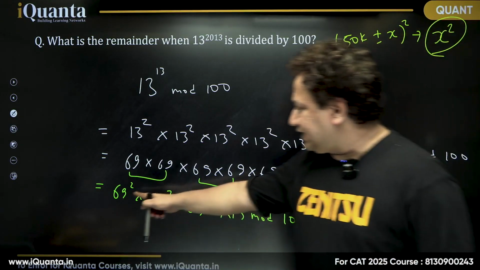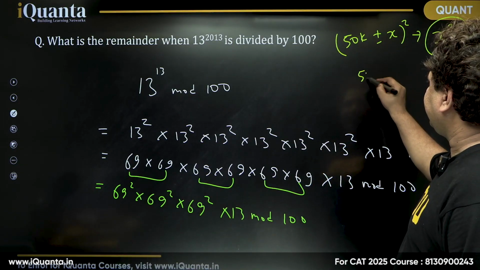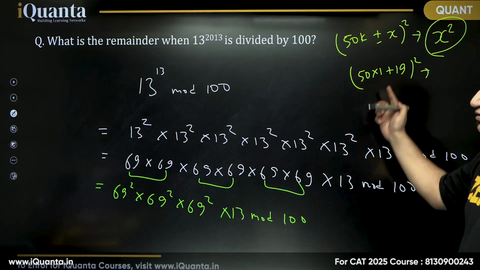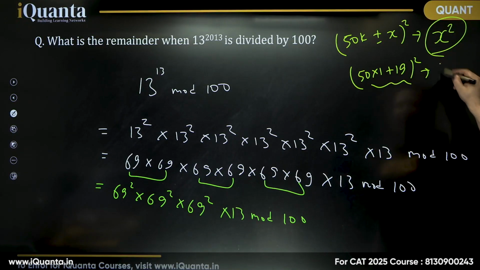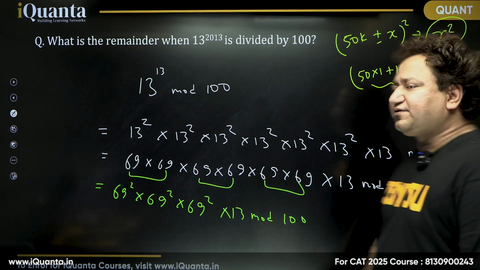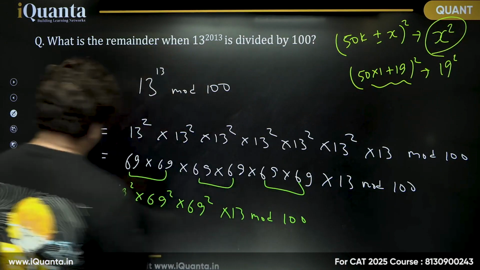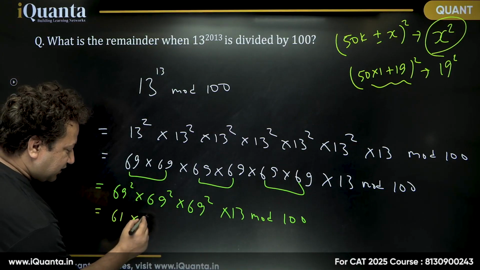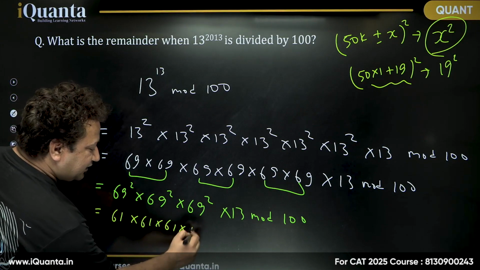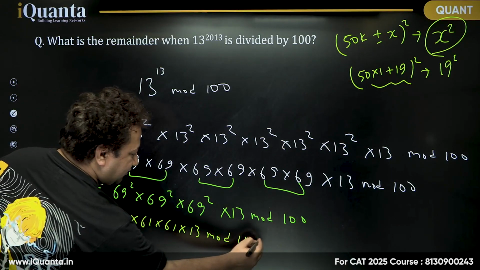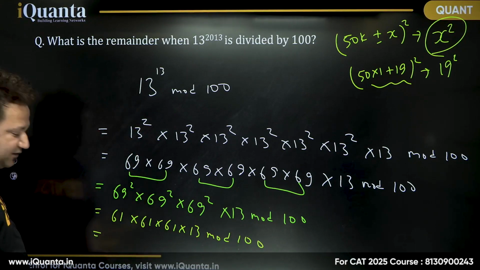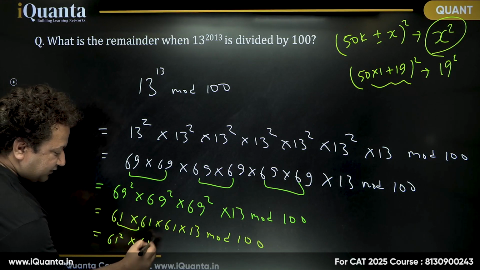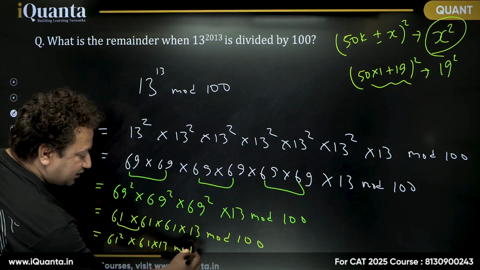So in this case, if you see 69 can be broken as 50 into 1 plus 19 whole square. So the last two digits of this number will also be the last two digits of this number, 19 square. 19 square is 361. That means we have the last two digits are 61 here. 61, how many times? 1, 2, 3 times. And then 13 is already there, mod 100. What next? So obviously, you must have understood, I'll be clubbing these two, 61 square, then a 61, then a 13, and I do the calculation later on.